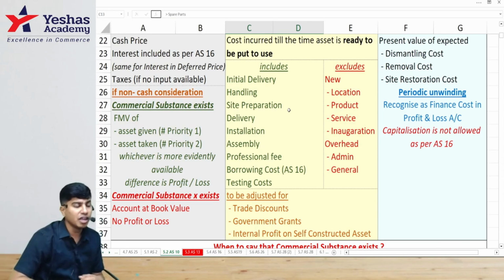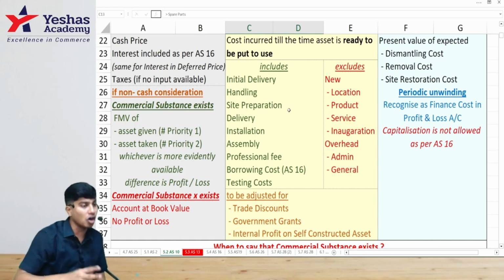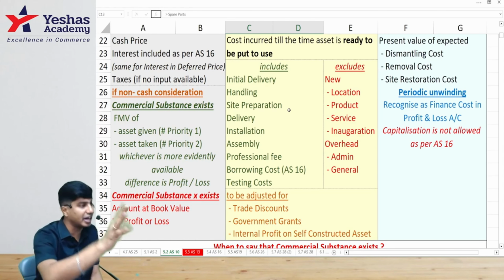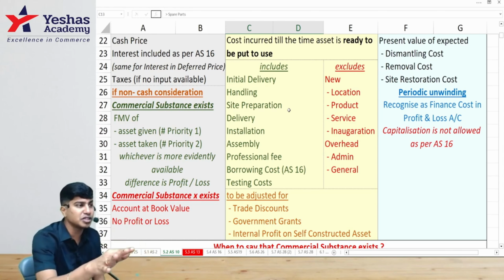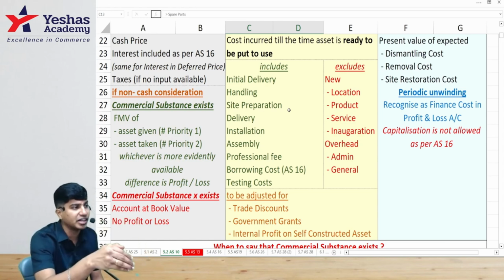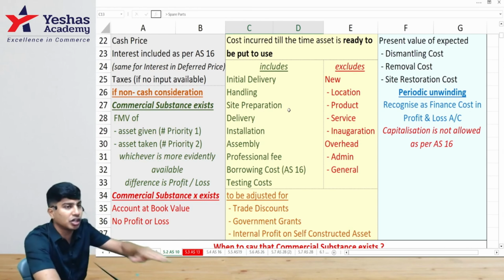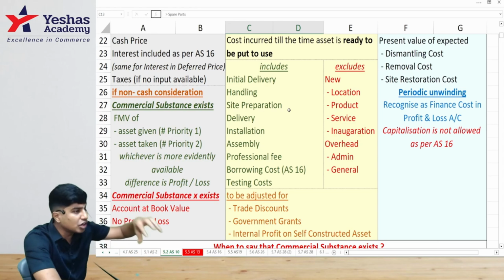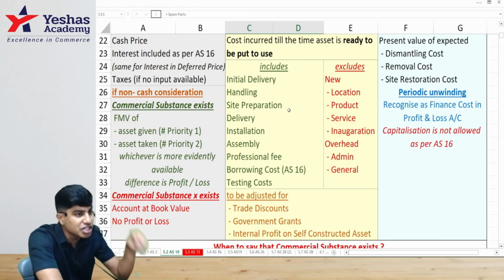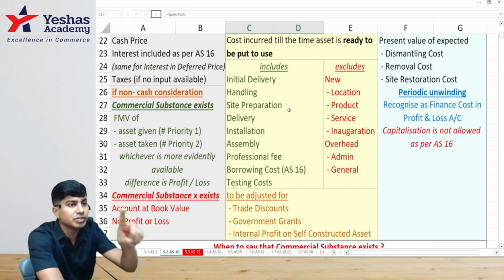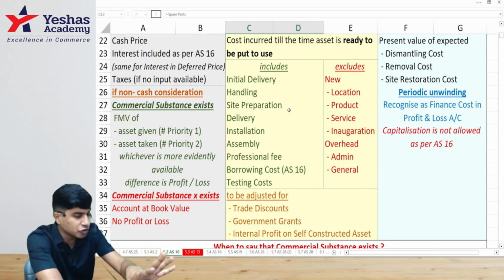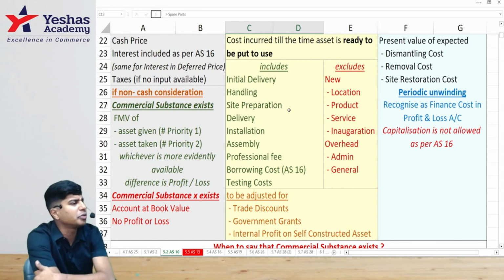And after you buy, if you pay some loading, packaging, transportation, octroi, freight, unloading, unpacking, and all of these taxes till the time you bring it to your factory, and then site restoration cost, site setup cost, installation cost, assembly fee, engineering fee, labor cost, excluding profit margin, internal profit should not be taken. All these costs have to be included.